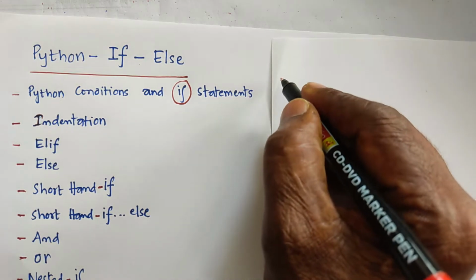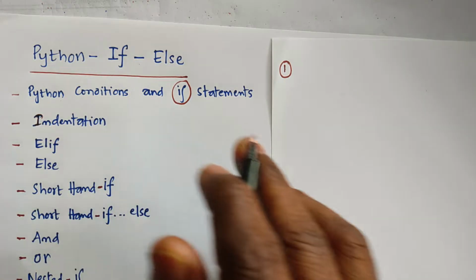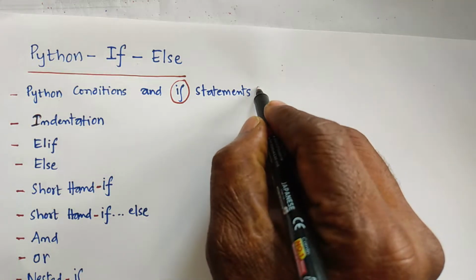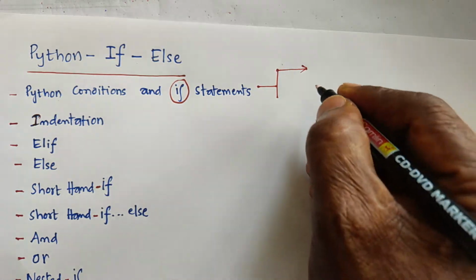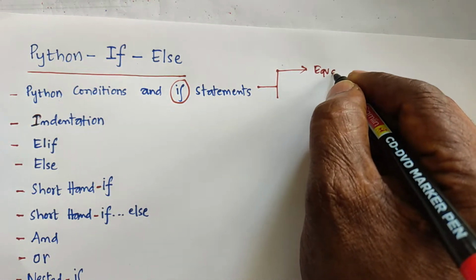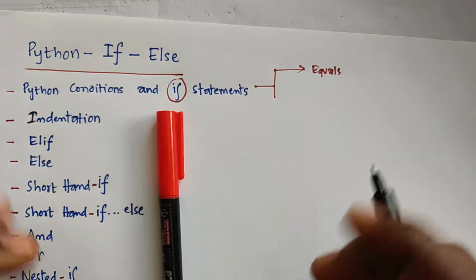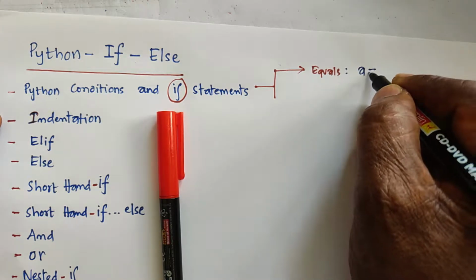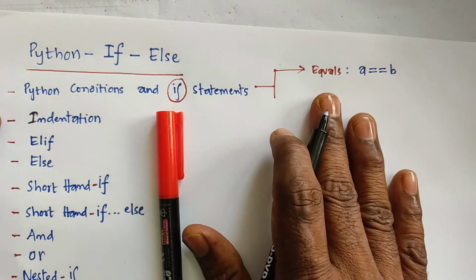The first one is Python conditions and if statements. What are the various types of these Python conditions? Generally, they can be represented as different expressions. One is equals. How can you define equals? For example, if you take a variable, the symbol is like this: a is equal to b.